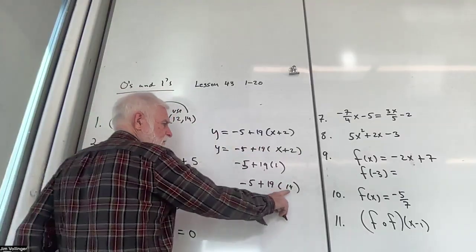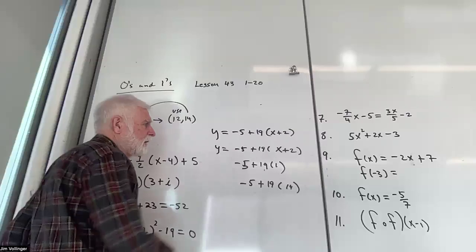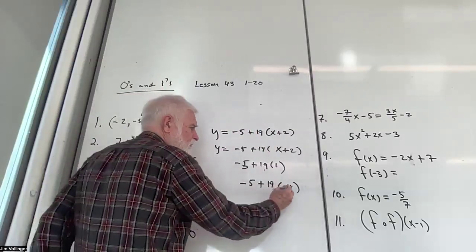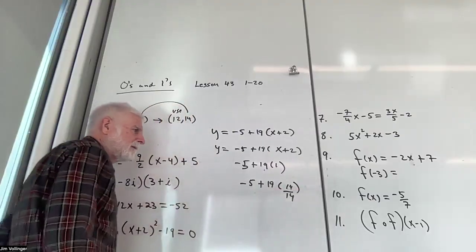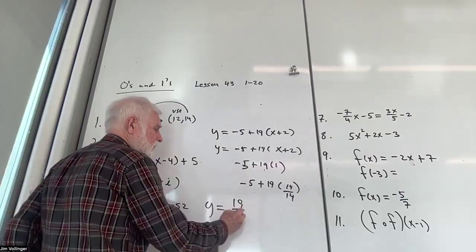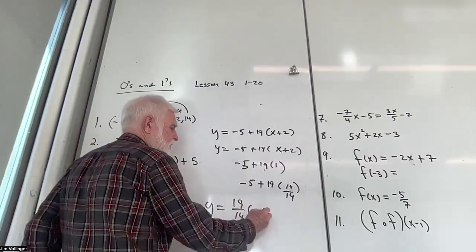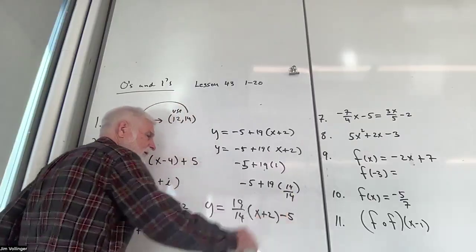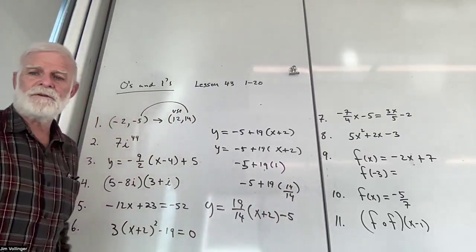So how do I turn the number 14 into a 1? Well, I can't use addition and subtraction. I've already used that operation. I think that's why we divide by 14, which gets us the answer, 19 over 14, x plus 2 minus 5. And that's more of a left to right orientation that you see in the text.